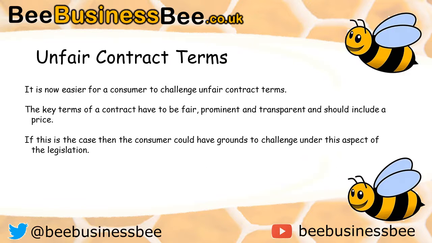Now we're going to look at unfair contract terms. It's been claimed that it's now easier for a consumer to challenge unfair contract terms. The key terms of a contract now have to be fair, prominent, transparent. It should also very clearly have a price stated on the contract. Of course, again, the legal world is going to love this because they can debate what is fair, what is prominent, what is transparent. It's probably not going to be as easy to debate the price, but there are going to be areas for discussion.